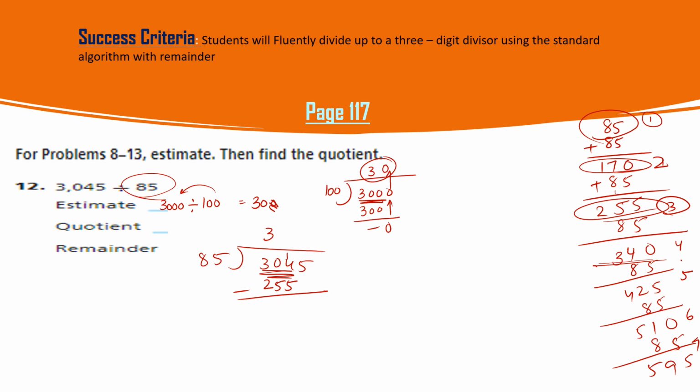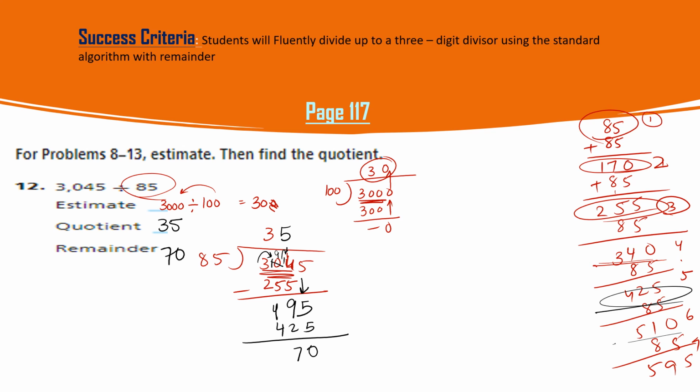Subtract. Now you can't subtract 5 from 4, so borrow 1 from the neighbor, but it has 0. So first borrow from this one, then give 1 to this one. So 14 minus 5 gives us 9. 9 minus 5 is 4. Bring this 5 down. So 495, we don't have it, we have 425. So we will take 5 times 85. Okay, now what is it? 5 minus 5 is 0, 9 minus 2 is 7. Now what is our quotient? Our quotient is 35 and our remainder is 70.